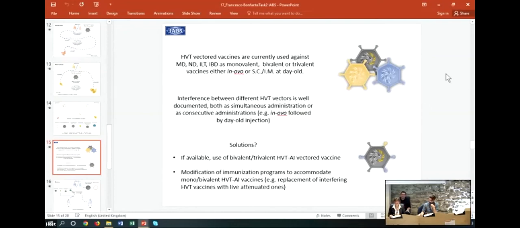So the solutions in this case might be that of opting for a trivalent HVT vaccine, if available, or replace one of the existing HVT platforms with live attenuated vaccines, for instance.